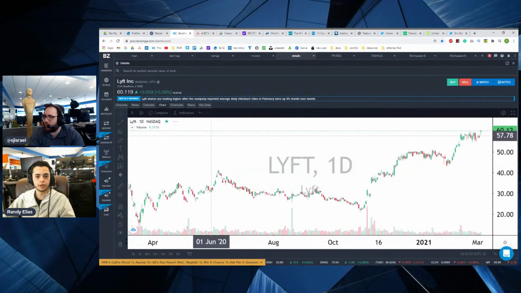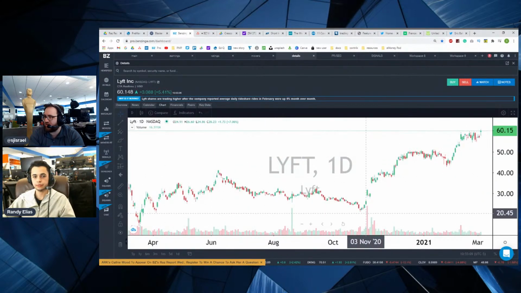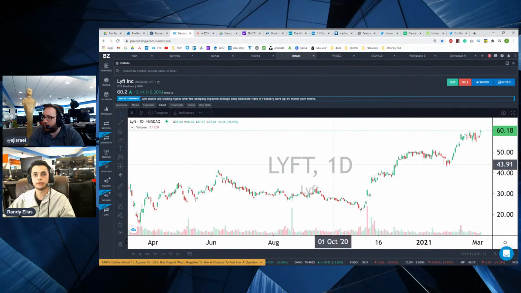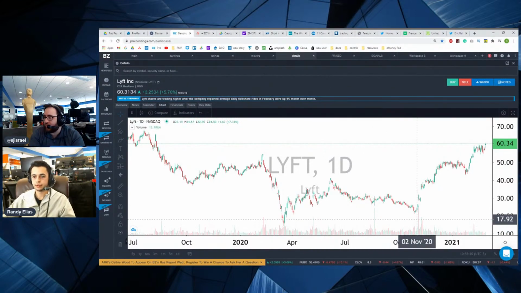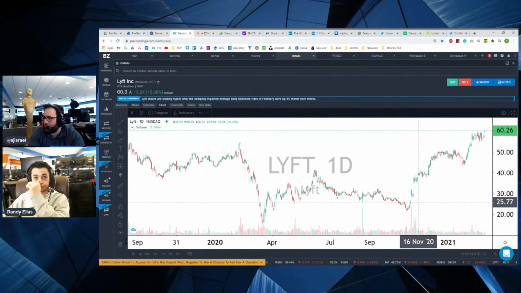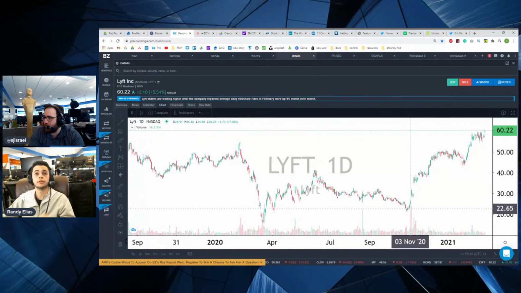If we go to daily, we can kind of get a sense. Okay, look at Lyft. Lyft didn't really participate last year at all, as you would assume, because it's a reopening trade, but the reopening trade's back on now. We got the vaccine rollout. We got cases going down. Look at Lyft since November. It's tripled. Yeah, Lyft's definitely on a tear.